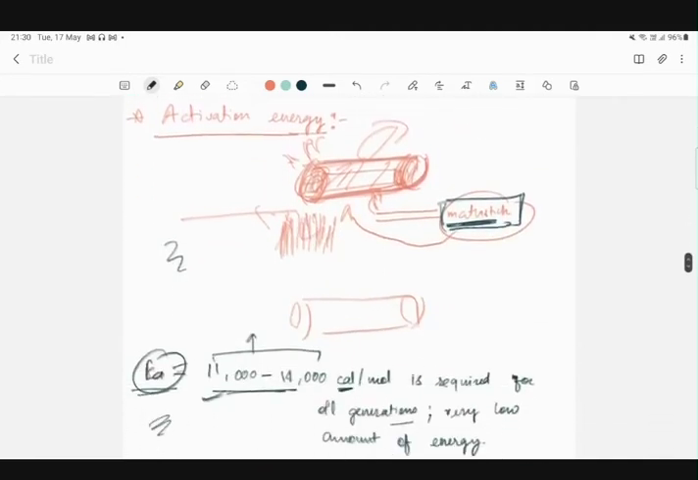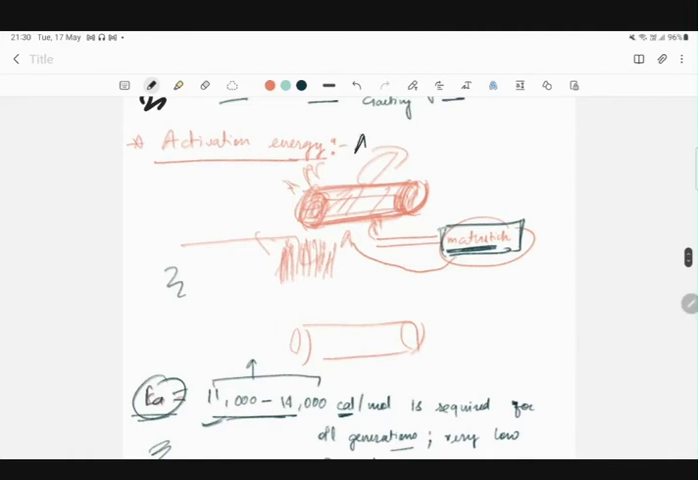So we studied the concept of activation energy. Activation energy is the energy required to start a particular reaction. What we discussed here is that if you try to burn a wood with a matchstick, it is difficult. The amount of energy required to burn a thick log of wood is large, but to continue burning that wood, a lesser amount of energy is required.